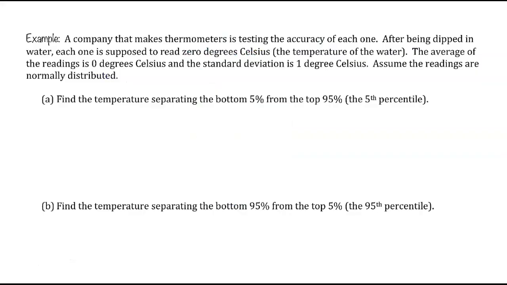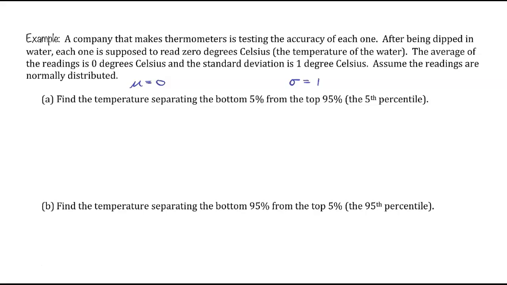Now let's consider this example. We have a company that makes thermometers and they're testing the accuracy of each one. After being dipped in water, each one is supposed to read 0 degrees Celsius, the temperature of the water. The average of the readings is 0 degrees Celsius, that is, the mean is equal to 0, and the standard deviation is equal to 1 degree Celsius, that is, sigma is equal to 1.